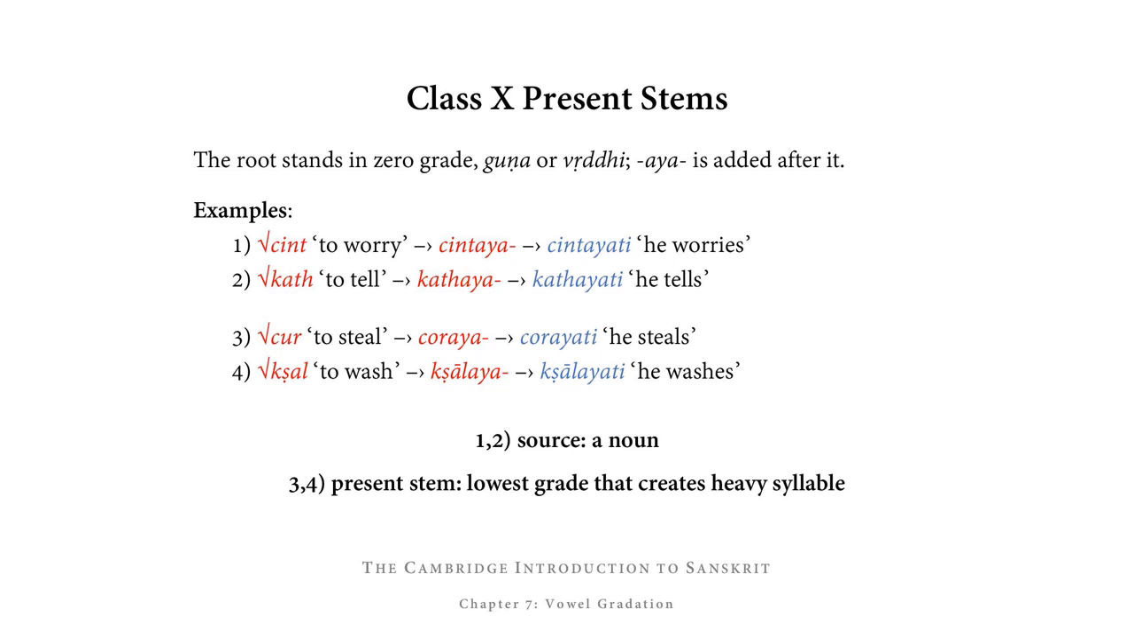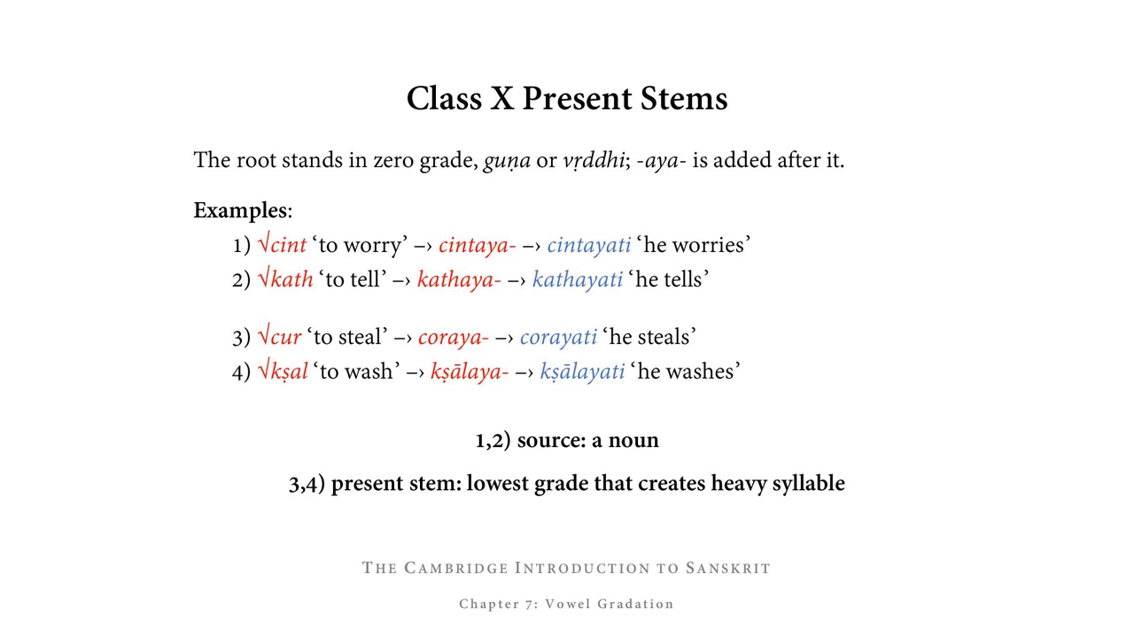So if you have a root such as chur, u counts as a short vowel. You can get a long vowel, namely o, by putting this root into guna. Remember, e, ai, o, au, all count as long. And so by putting chur, u, into guna, which gives us o, we then have choraya, and that would be a long or heavy syllable.